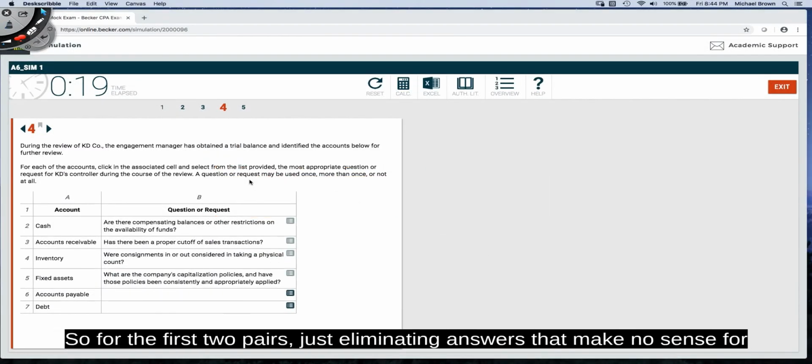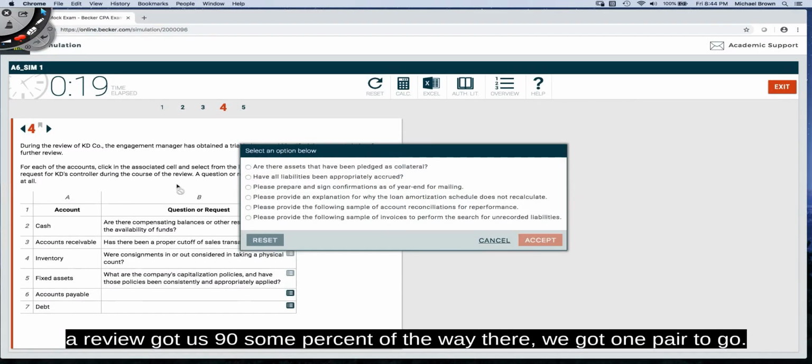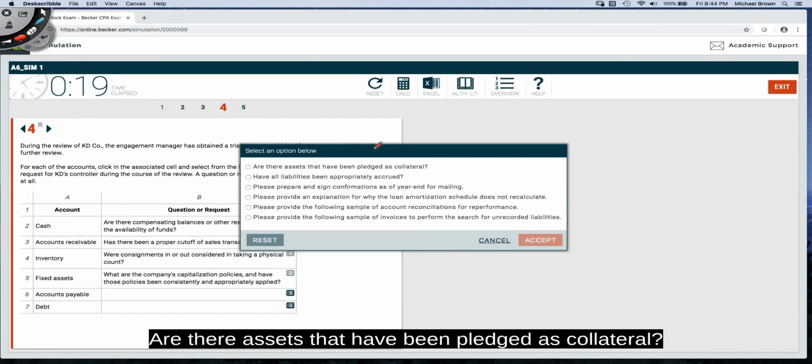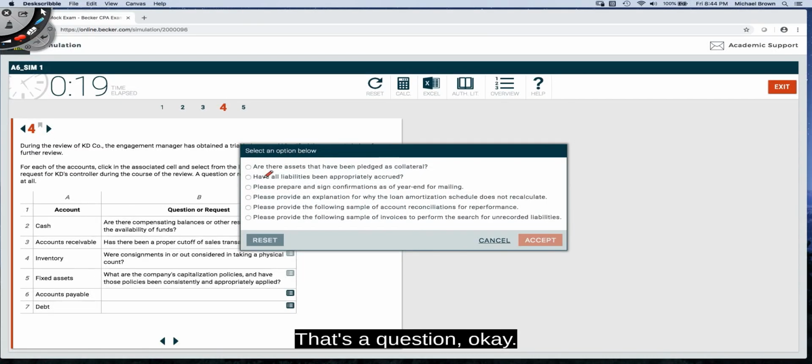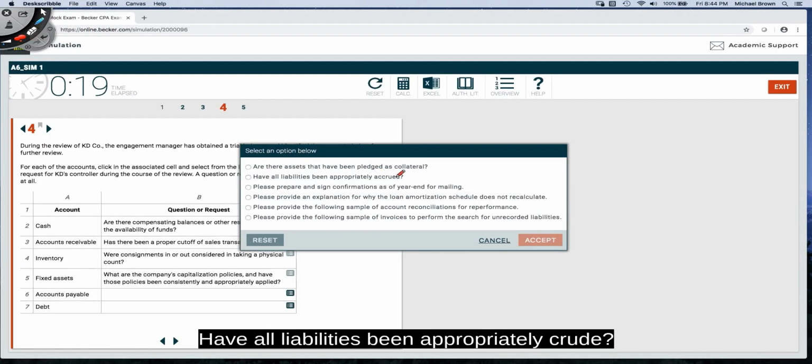So for the first two pairs, just eliminating answers that make no sense for a review got us 90% of the way there. We got one pair to go. Are there assets that have been pledged as collateral? That's a question. Okay. Have all liabilities been appropriately accrued? No, it's not testing, right? It's not the search for unrecorded liabilities. It's asking a question. So that one's okay.